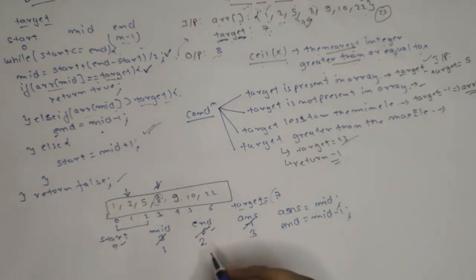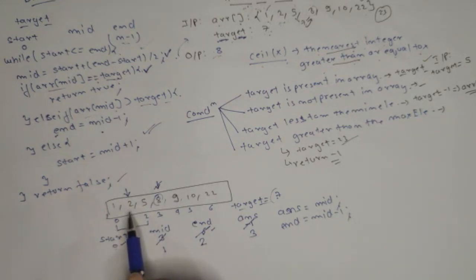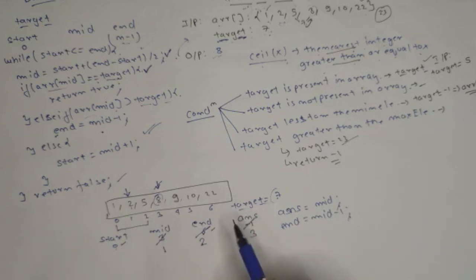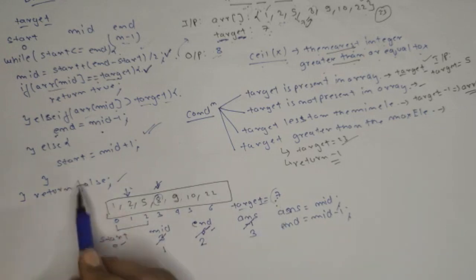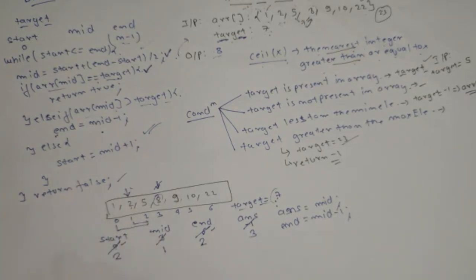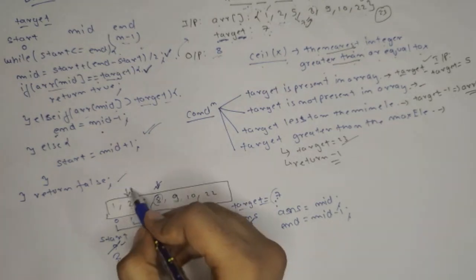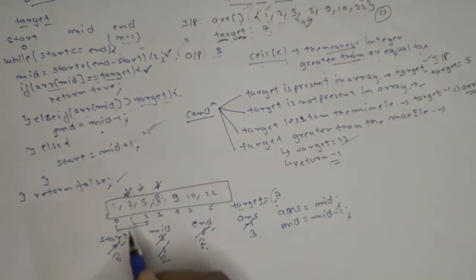Okay, then again we will compare whether the array of mid is greater than, equal to, or less than the target value. We can clearly see the mid value is now smaller than the target value. What we will do then is restrict our search to the second half of the new range. So our start will be mid +1, that will be 2. Okay, so this is our start, this is our end. Now we'll again calculate the mid value. So 2 plus 2 is 4, 4 divided by 2 is 2. So our mid will point to this.